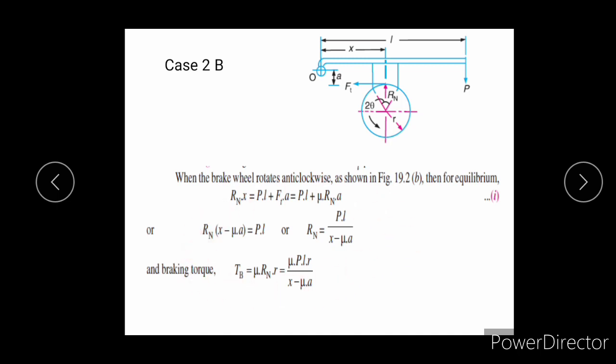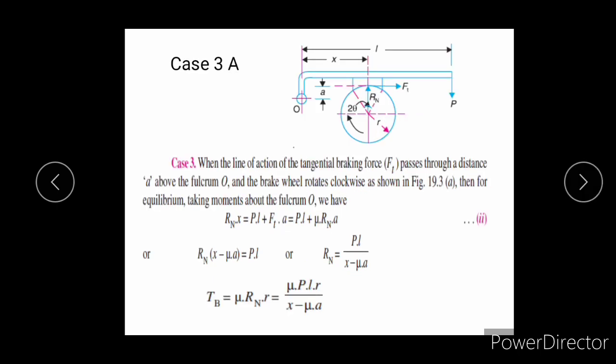So now let us move towards the case 3a. So in case 3a, see over here, now the fulcrum is below.